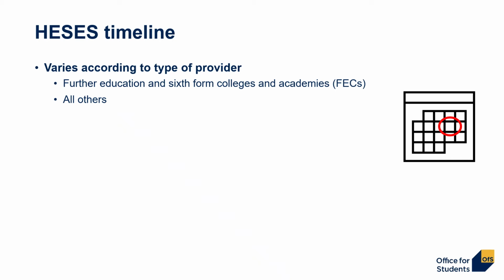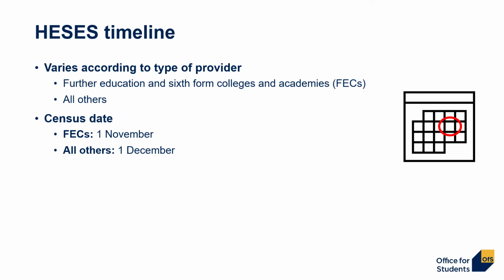But in both cases, there are three key dates that you will need to know when completing HESES. First, the census date. Next, the submission deadline. And finally, the sign-off deadline. For FECs, the census date is the 1st of November. For all other providers, the census date is the 1st of December.